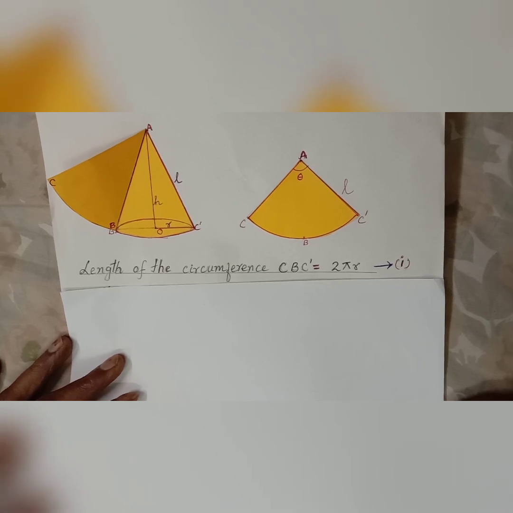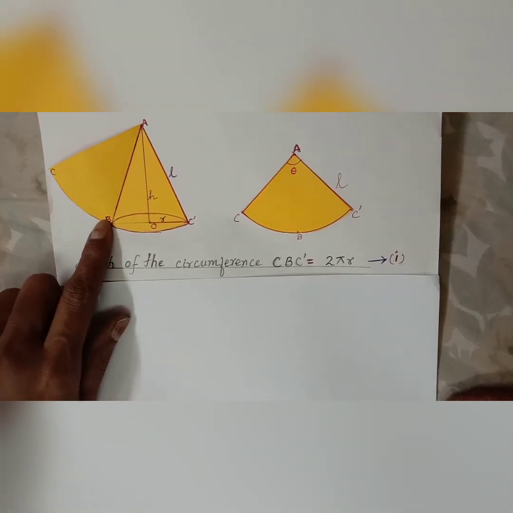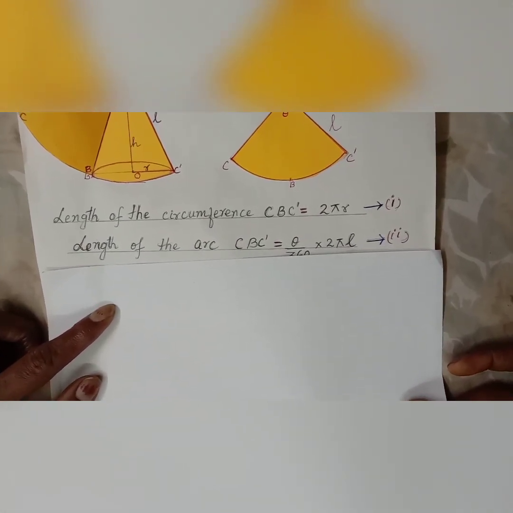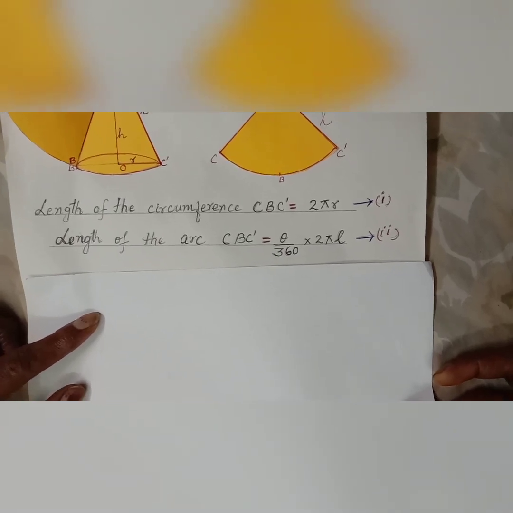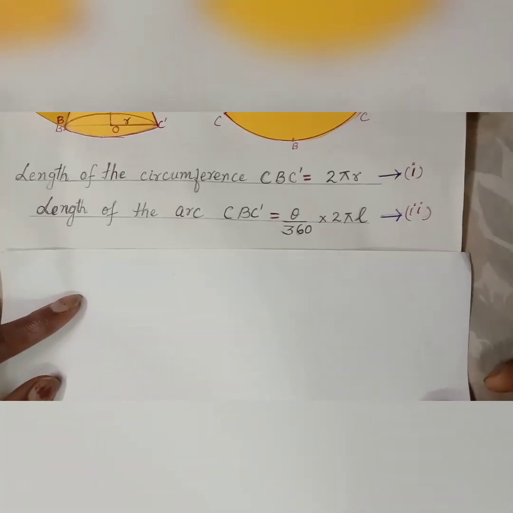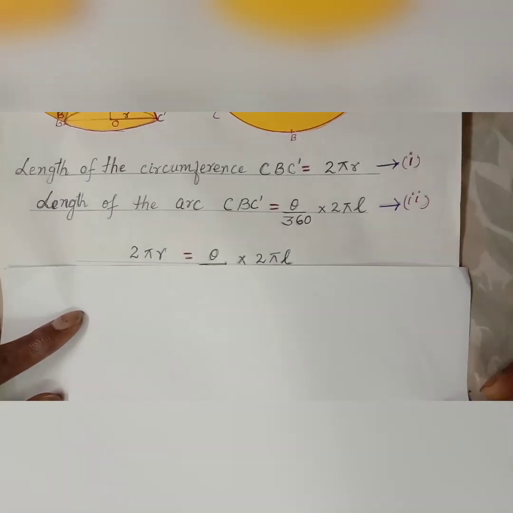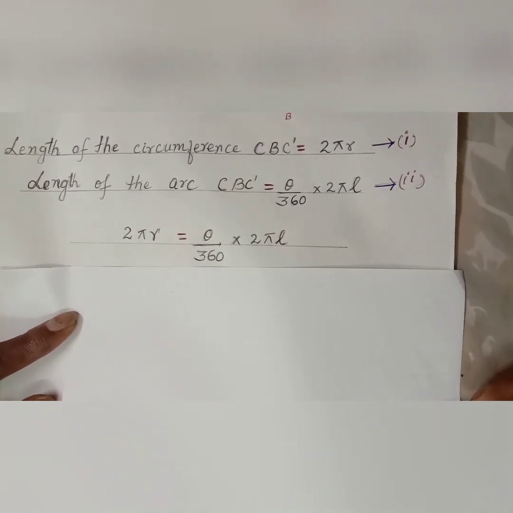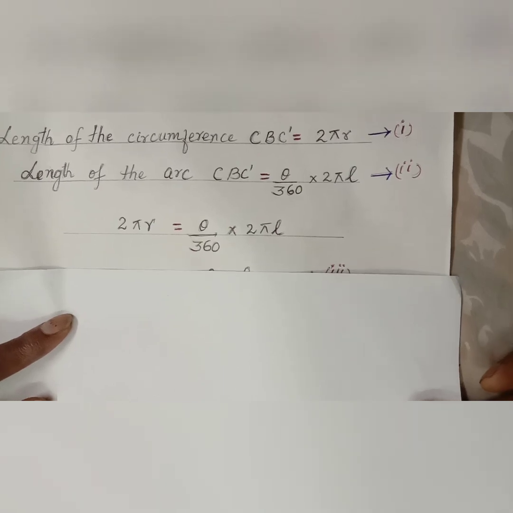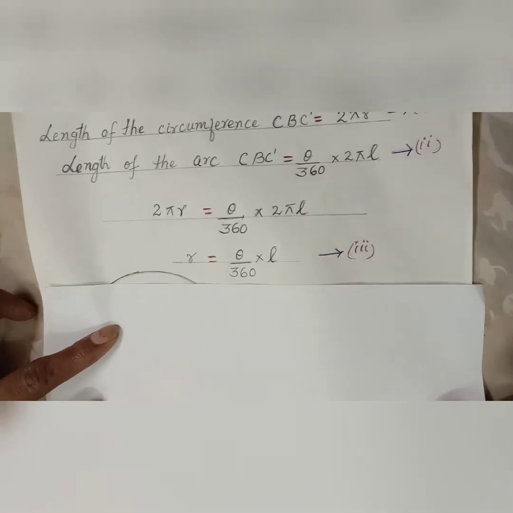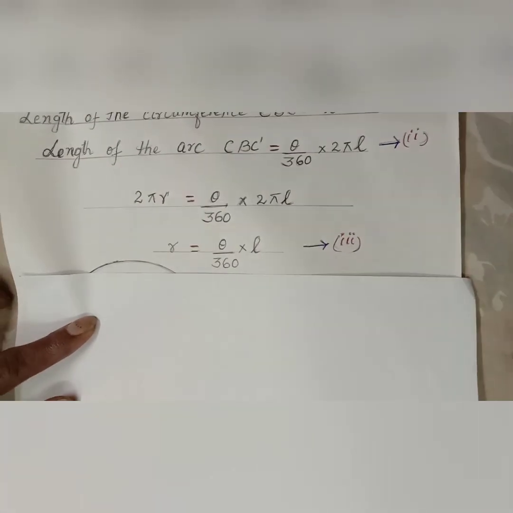Therefore, length of the circumference CBC dash is equal to 2 pi r, equation number 1, and length of the arc CBC dash in terms of theta is equal to theta upon 360 multiplied by 2 pi L, equation number 2. Now equating equation 1 and 2, 2 pi r is equal to theta upon 360 multiplied by 2 pi L. Cancelling 2 pi both sides, we get r is equal to theta upon 360 multiplied by L. Equation number 3.